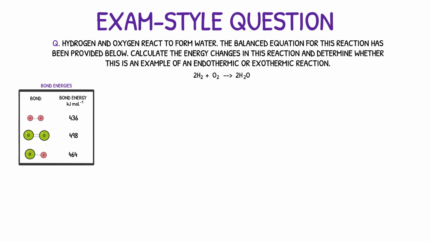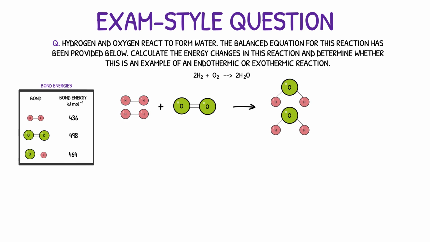Just as we've done in the previous example, we are going to calculate the energy changes in this reaction by determining the energy that was taken in, the energy that was given out, and calculating the difference between the two. The balanced equation for this reaction tells us we have 2 molecules of hydrogen, 1 molecule of oxygen, and 2 molecules of water in this reaction. To start, we calculate the energy absorbed from the surroundings to break the bonds in the reactants, the energy in. In our reactants, we have 2 hydrogen to hydrogen bonds and 1 oxygen to oxygen bond.